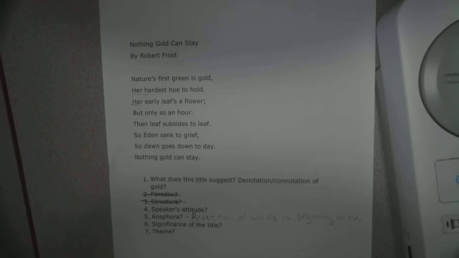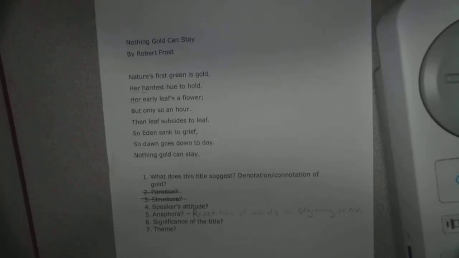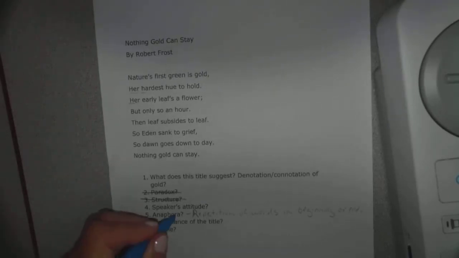Okay, so today we're going to talk about poetry, and we're going to talk about specific techniques to poetry or for poetry. And so the first one we're going to talk about is the anaphora. The anaphora, it's right down here.